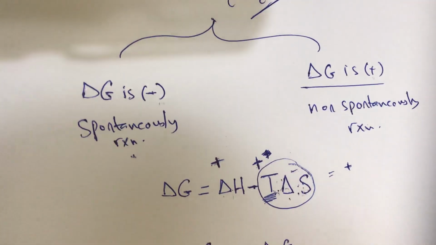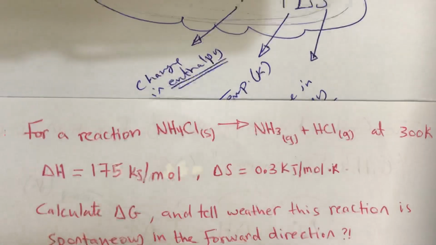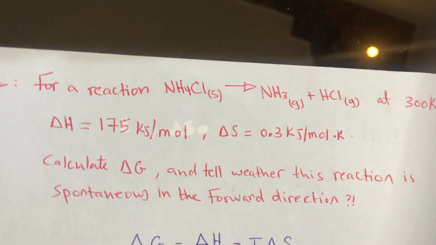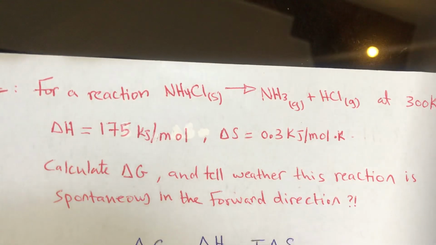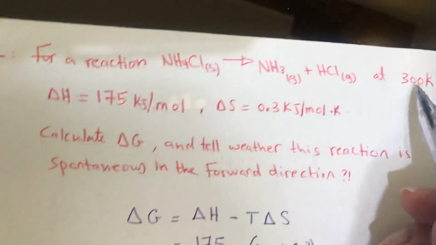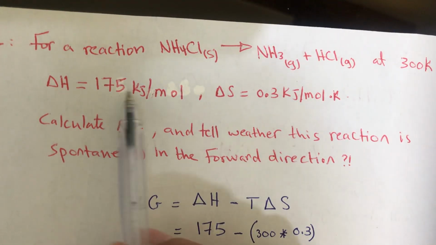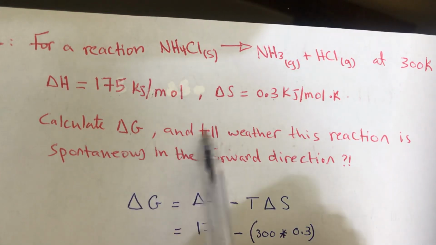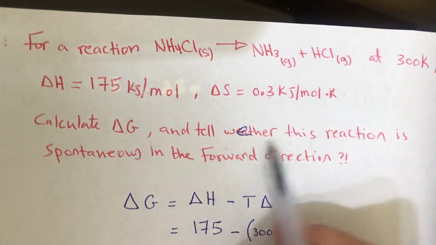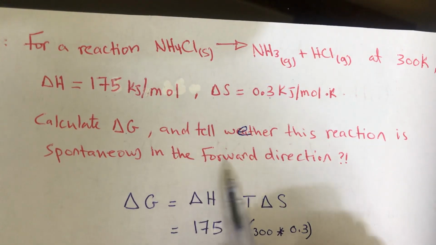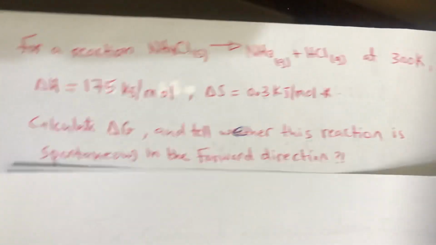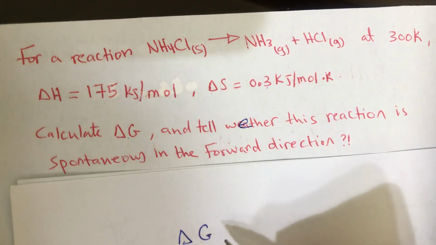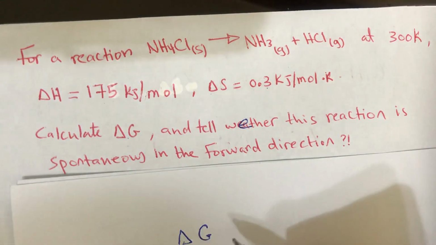Example: for a reaction, ammonium chloride decomposes to ammonia and hydrochloric acid at 300 Kelvin. Delta H is 175 and delta S is 0.3. Calculate delta G and tell whether this reaction is spontaneous in the forward direction or not. The rule is, if delta G is negative, it's a spontaneous reaction. If positive, it's a non-spontaneous reaction.